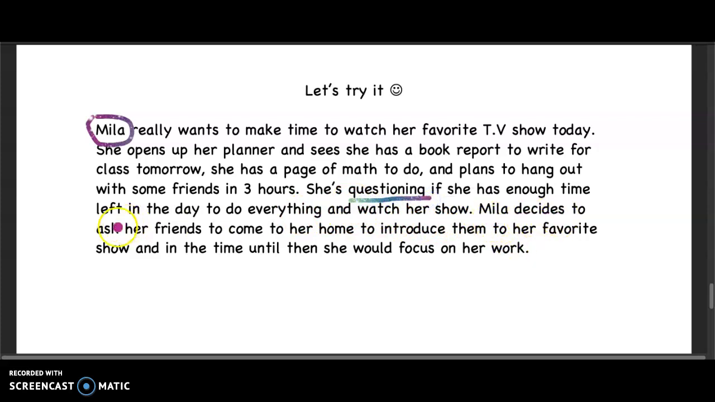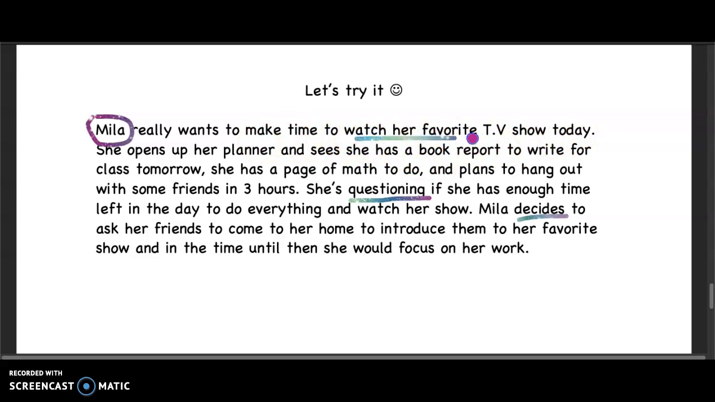Mila decides to ask her friends to come to her home to introduce them to her favorite show. And in the time until then, she would focus on her work. Reading the sentence one more time, I see the word decides. It also sticks out to me. Now, I'm going to go back over this text again to see if I find anything else. Mila really wants to make time to watch her favorite TV show today.